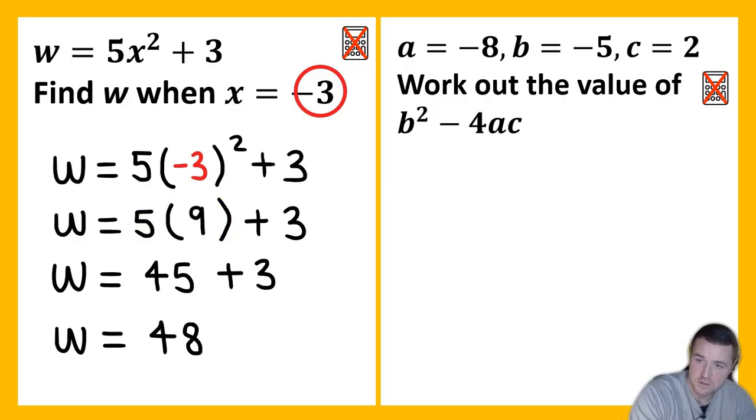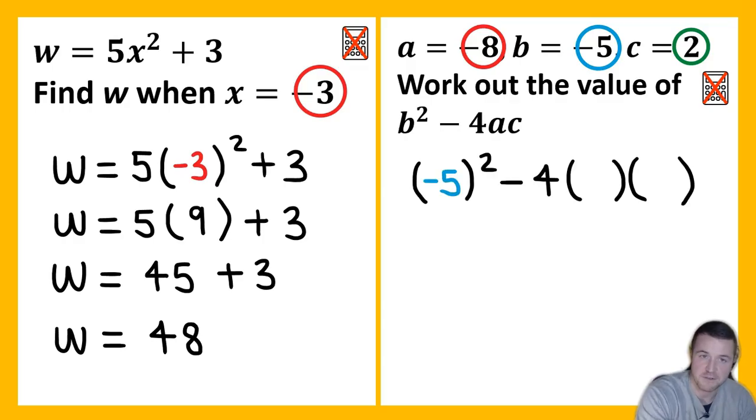For the second question, this time I have an expression rather than a formula. Notice there's no equals. An expression represents a value made up of operations, letters, and constants. We'll tackle this in the same way, where we'll rewrite the expression but replace it using the given values. B is -5, which is being squared, and then I'm subtracting 4 lots of AC, so using brackets and replacing A with -8 and C with 2.